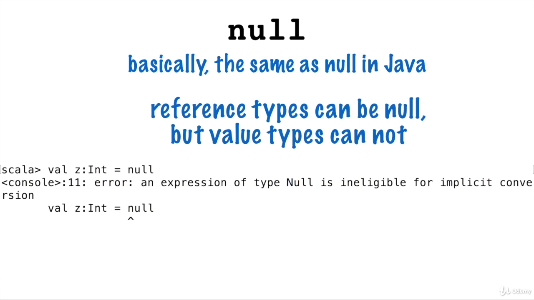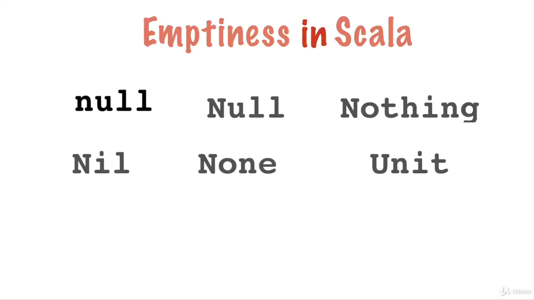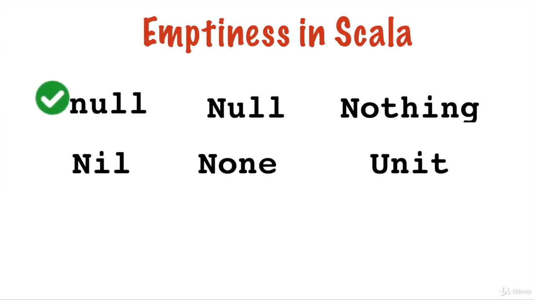Scala has a more type-safe way of testing for nothingness. This is known as an Option collection. We'll get to this in due course.